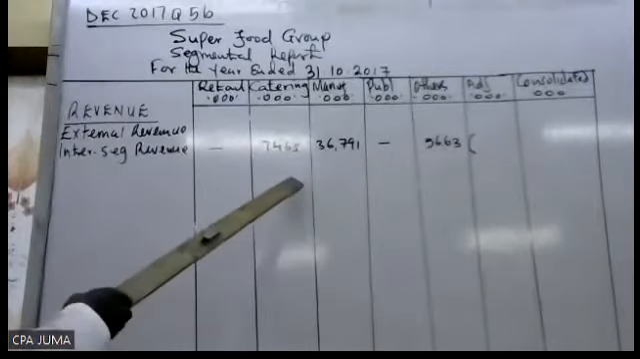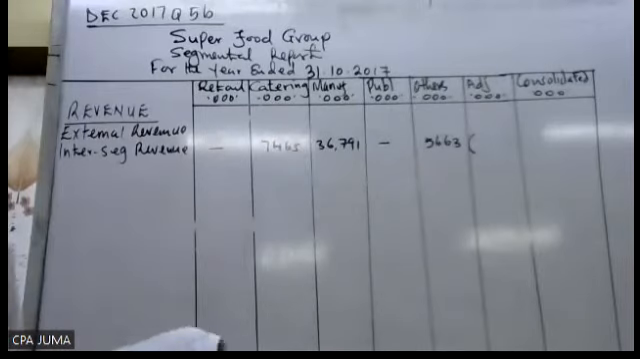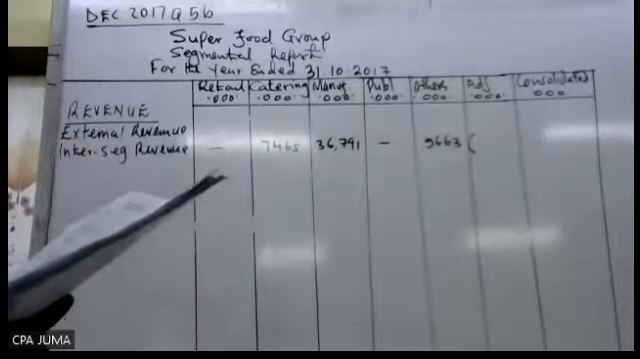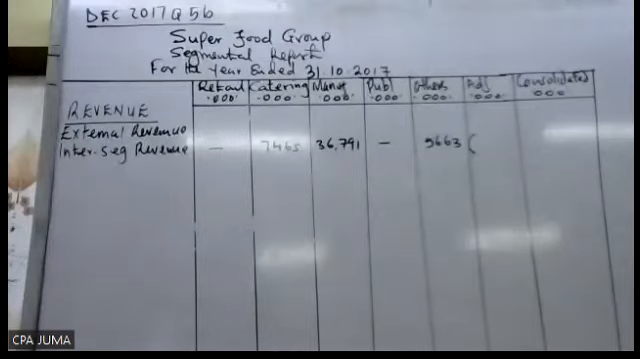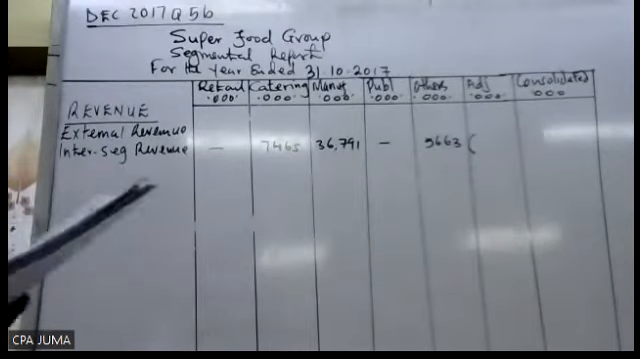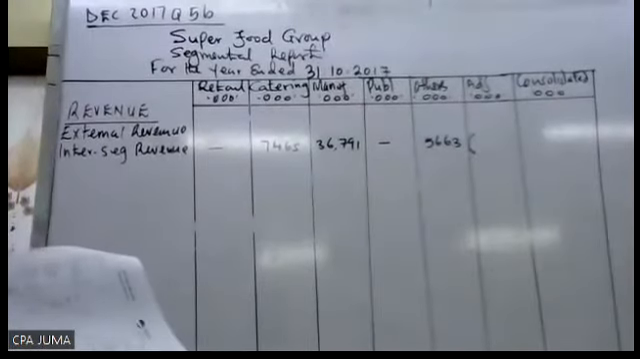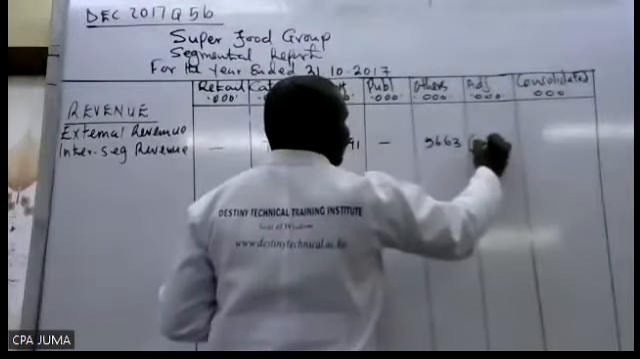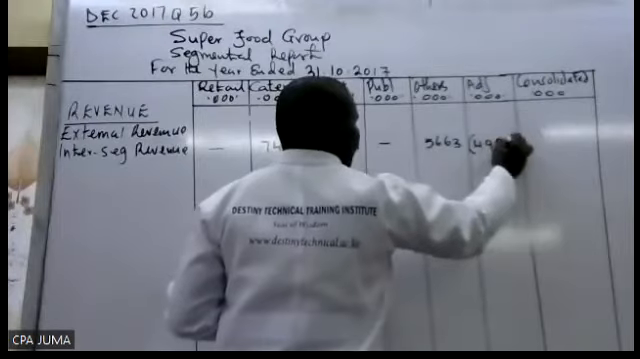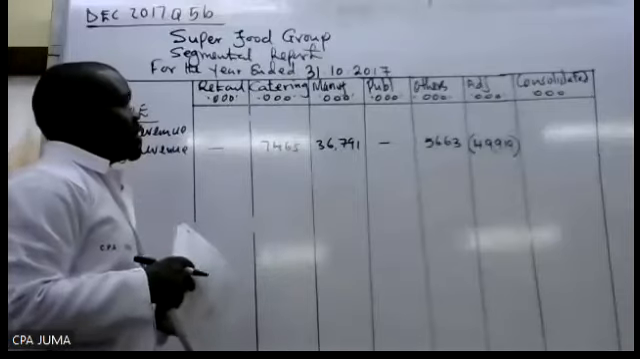Only this place is not clear. Online, upper two, only this place here. We have this one here. It is? I think the right answer is 36,791. That should be comma. 5,663? So how much? 49,919. So intersegment revenue, that is revenue which you got internally as internal trading.